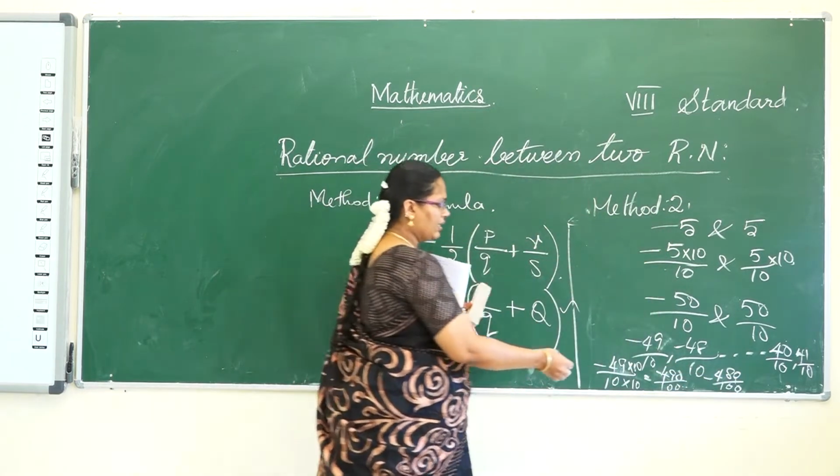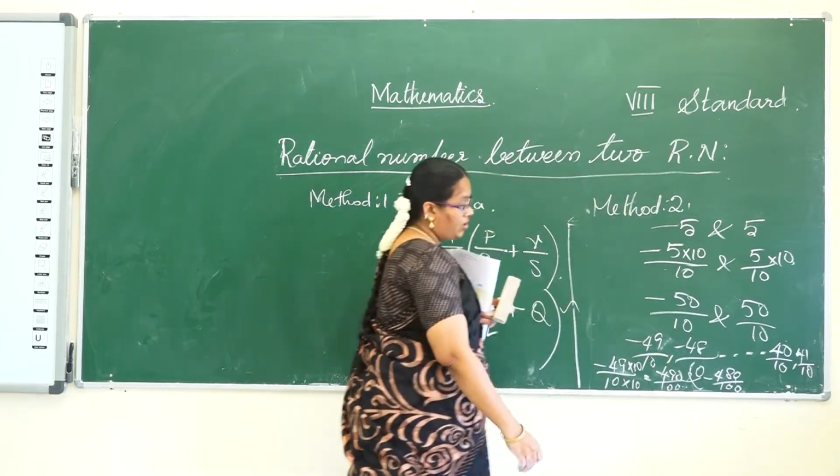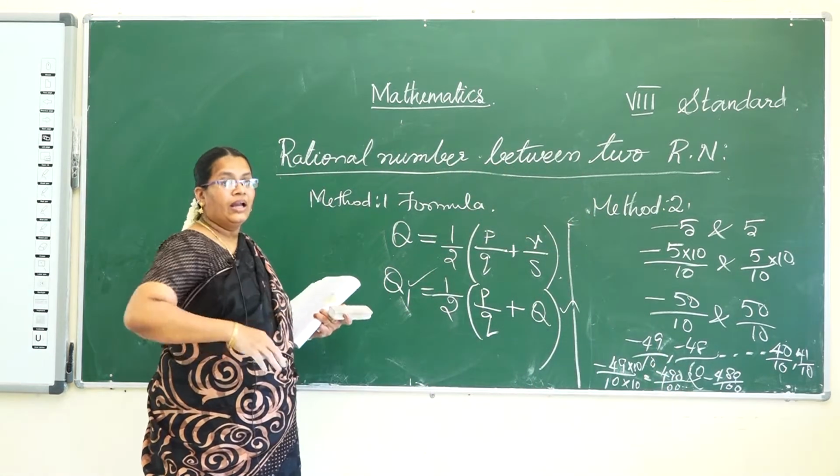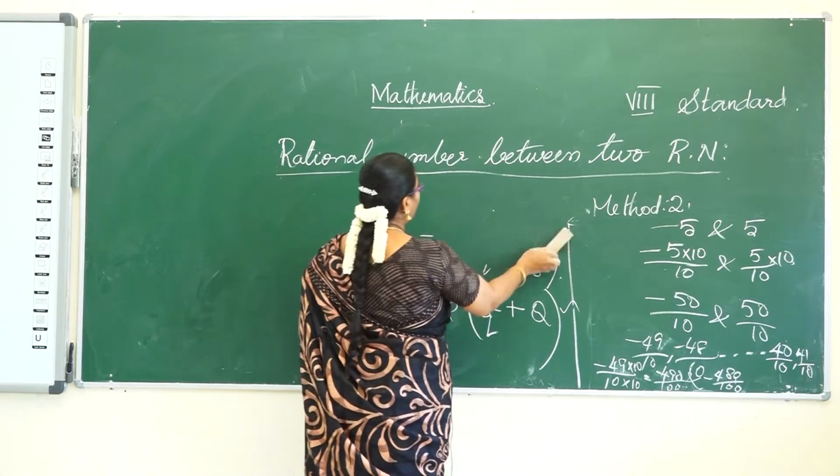So here there are a lot of rational numbers between these two values, okay. Those are also rational numbers, okay. So now see the examples for this topic.